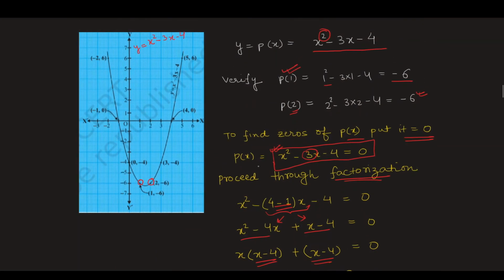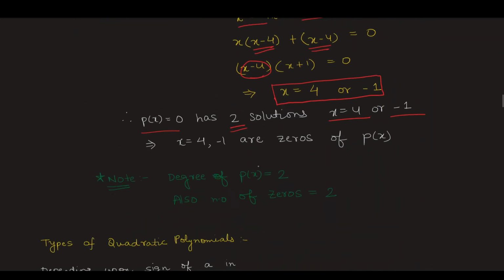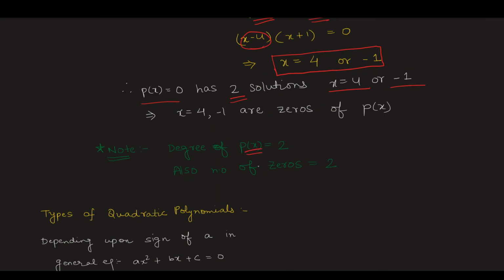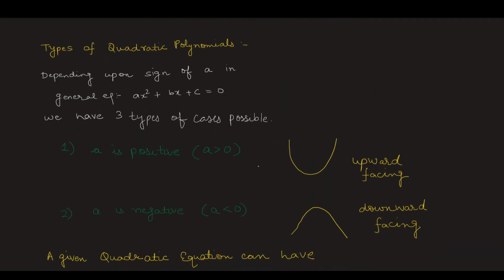We can verify these points in the graph. These are x is equal to -1 and x is equal to 4. Again, these are those points where this graph and this x-axis are intersecting. Okay, so this is also verified. We can make a good note that the degree of this p of x is 2, and we have found that the number of its zeros is also 2, that is 4 and -1 in this case. These are equal.